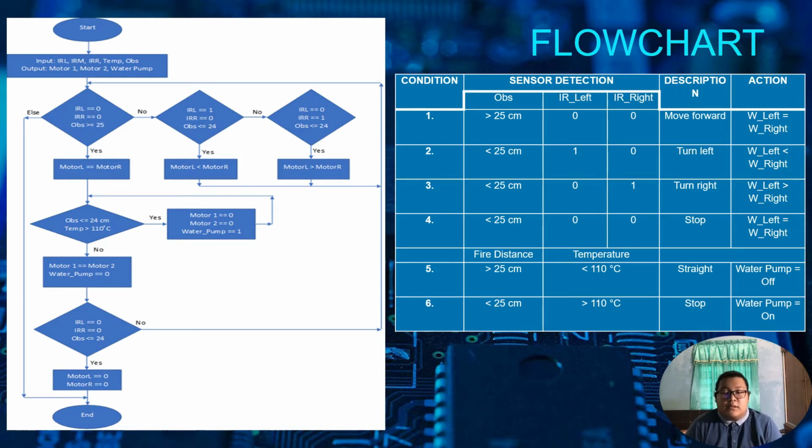For the action of the water pump, this involves the ultrasonic sensor. When the ultrasonic sensor detects no obstacles or fire on its pathway, the water pump is in the off state and the robot will move forward. But when the ultrasonic sensor detects an obstacle or fire less than 25 cm away and the temperature is more than 110 degrees Celsius, the robot will stop and water will be pumped out using the water pump. The flowchart will explain the movement of the robot and the water pump.